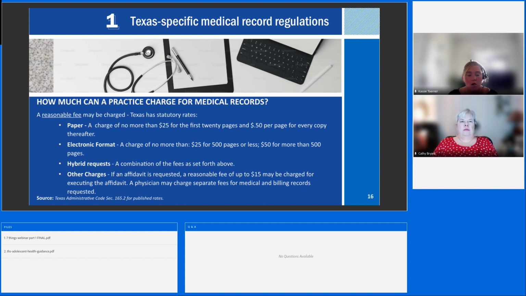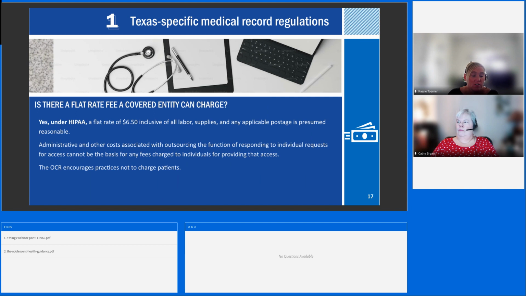Again, we get a lot of questions about what can we charge and to whom, and it does get a little bit confusing because the rules are different for what you can charge to a third party versus what you can charge to the patient directly. So when you're looking at fees to charge to the patient directly whenever they're requesting a copy of their medical record, under HIPAA, they recommend a flat fee of $6.50, which is inclusive of labor, supplies, and any postage that you may incur. Administrative and other costs associated with outsourcing the function, looking for records or going to a storage facility, etc. You will have to come up with a chart basically to outline your cost and how you came to that cost and what you're charging to the patient for these records.